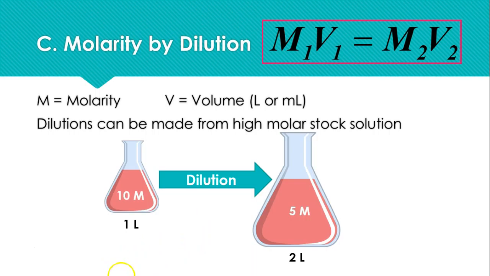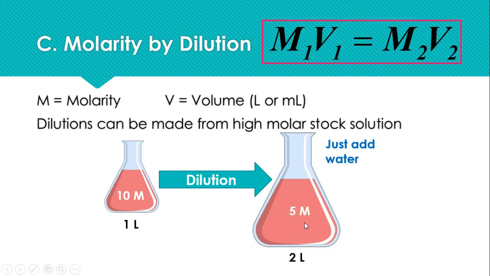So here I've got an example. I've got a 10 molar solution and I've got a liter of it. Now I want a 5 molar solution, so I'm going to add water to this. So if I get it up to 2 liters, now I've cut this concentration in half. Now I have a 5 molar solution.